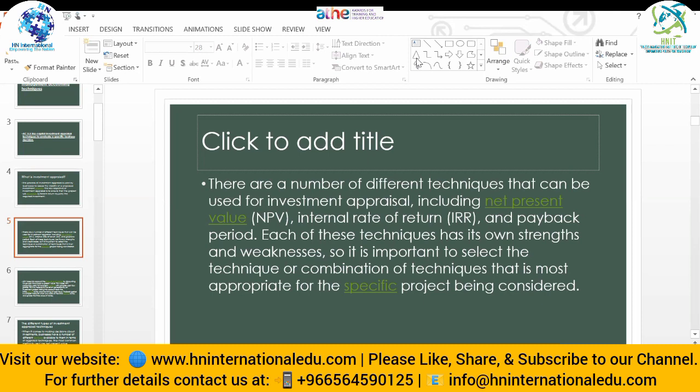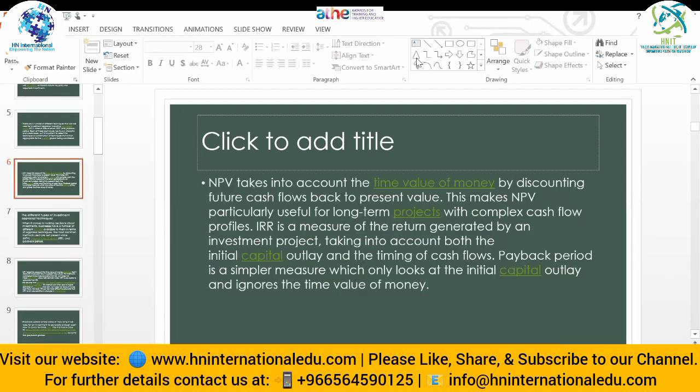Now, these three techniques are already in the indicative content in your course outline and underneath the roadmap. So I'm already sticking to it. The net present value takes into account the time value of money by discounting the future cash flows back to the present value. This makes the NPV particularly useful for long-term projects with complex cash flow profiles. That is, when we are having a project for up to 5 years, up to 10 years, or up to 3 years, then we can use the net present value. Other than that, it is not appropriate to use it because it won't give enough value back.